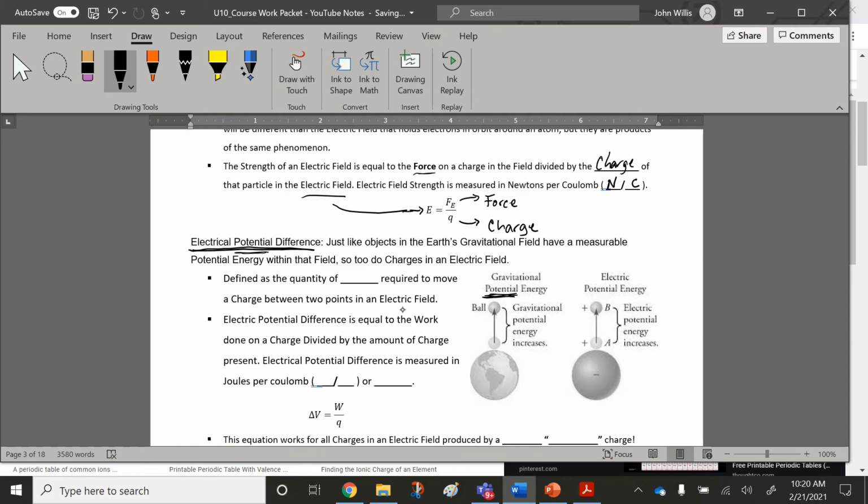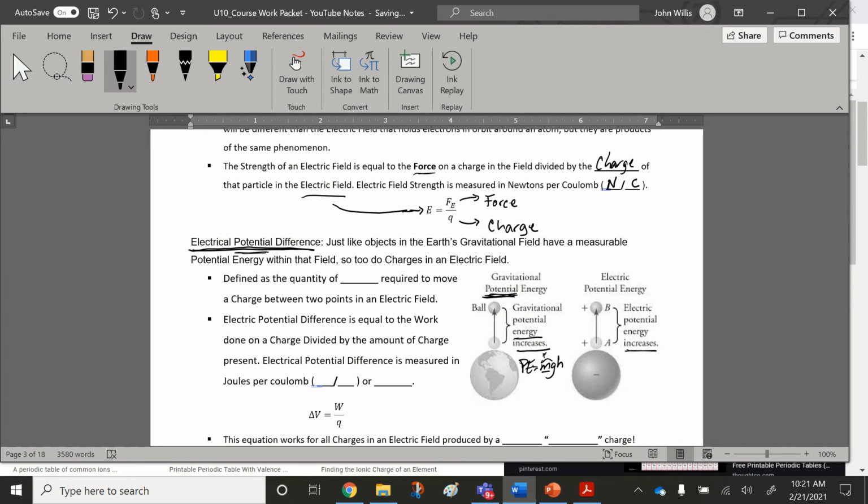As you move a ball further up into the air, you increase the amount of potential energy it had. Remember, your equation for potential energy was mgh, mass multiplied by the gravitational field strength multiplied by your height above it. Well, we can calculate from that. Remember, this was your force on it. It was your weight of the object. We can do that with electric potential energy.